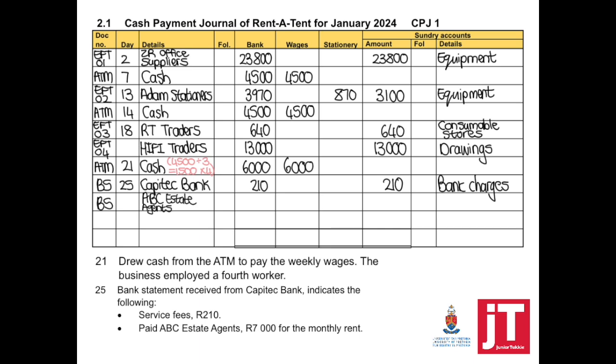So I have to write, who did I pay the money to? How much did I pay them? 7,000. For what reason? This is specifically rent expense. If you've just written the word rent, that would be wrong. Please make sure that you indicate rent expense.